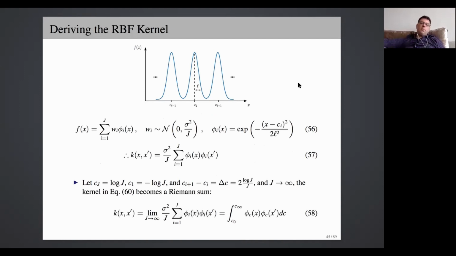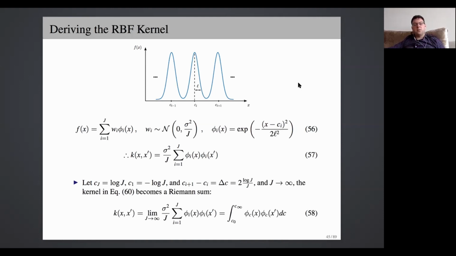And now let's see what happens as we take the limit of the number of basis functions to infinity. We'll want these basis functions to be dispersed across the whole real line. So let's make the endpoints log J and minus log J such that when we take J to infinity, we get infinity and minus infinity. We also want them to be densely dispersed. We want the distances between the basis functions to shrink to 0 as we take this limit. Here, if they're uniformly distributed, then the distances will be 2 log J over J, which we see goes to 0 as J goes to infinity. And this expression for the covariance function in equation 57 becomes a Riemann sum, an integral.